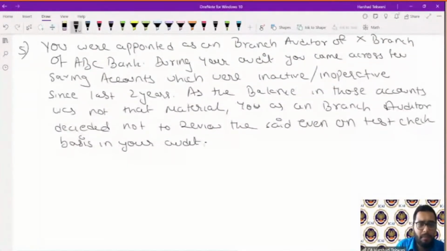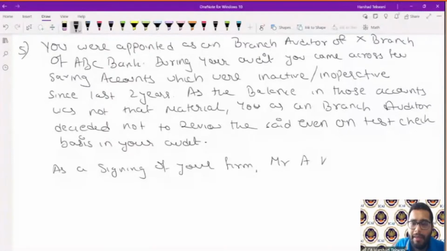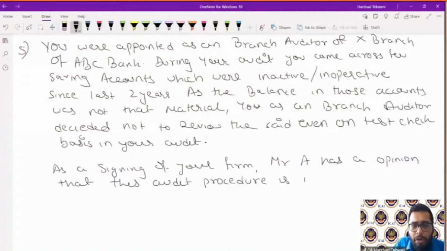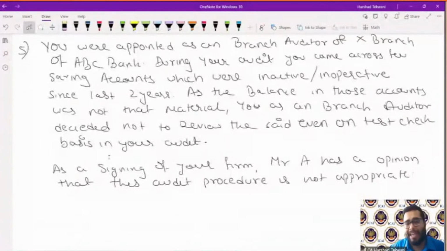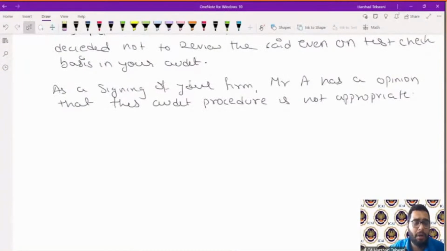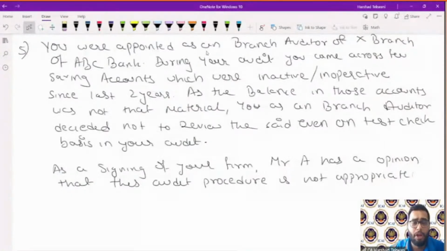Now, as the signing partner of your firm, Mr. A has an opinion that this audit procedure is not appropriate. You need to think whether Mr. A is correct or not. Your audit procedure is leaving out the accounts which are inoperative for the last 2 years. You are not even verifying those accounts on a test check basis, saying these accounts are not material and hence you are not checking them. As an auditor, what should be your approach? Mr. A is saying that your audit procedure is not appropriate.